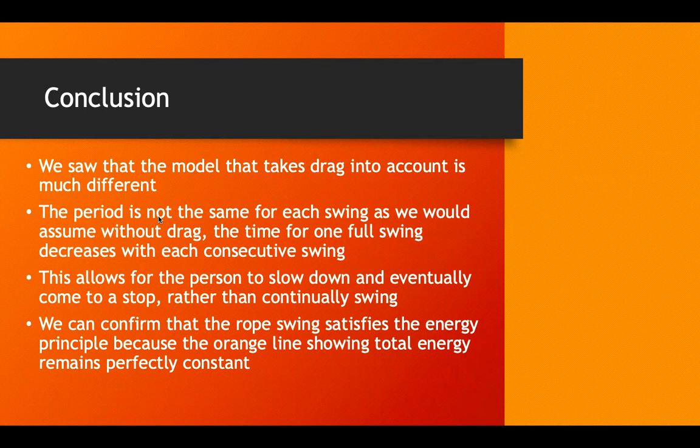And then to conclude, we see that the model that takes into account drag is much different from the model that doesn't, because the period is the same, meaning that when you're swinging on a rope swing, you're not going to make it the entire height up that you did the last time. And that's because the force of drag is slowing you down. That allows for the person to slow down and eventually come to a stop rather than continuously swinging. And we can confirm that the rope swing satisfies the energy principle because the orange line in those graphs that shows total energy remained perfectly constant.